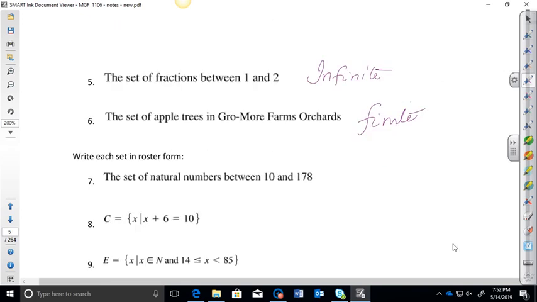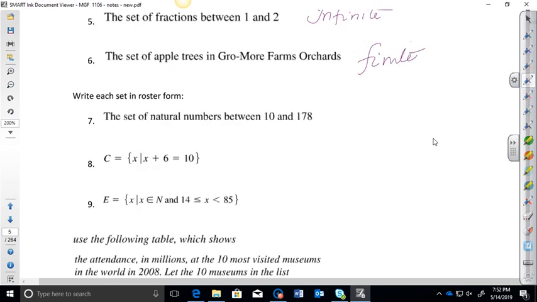Write each set in roster form. Tell me the numbers between 10 and 178. Between means you don't include those. Otherwise, it will say included. If it doesn't say included, don't put those numbers. So start from what? 11, 12. I'm going to put dot, dot, dot. And then the last is 177. Those are the natural numbers between 10 and 178.